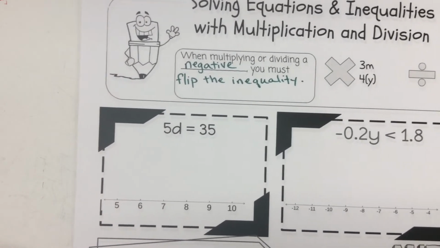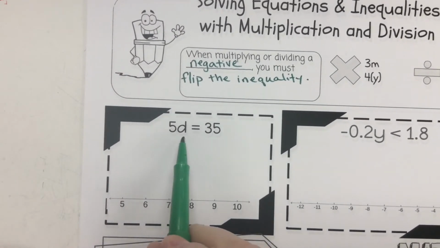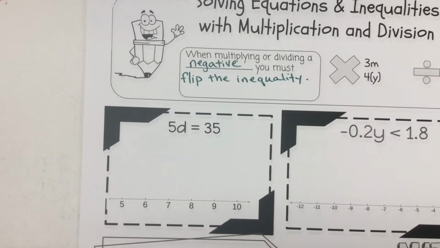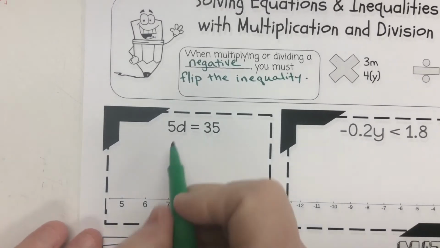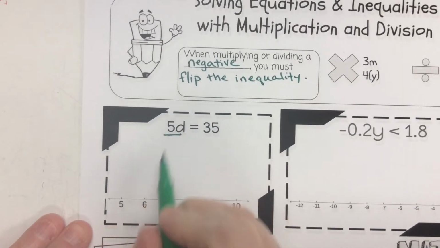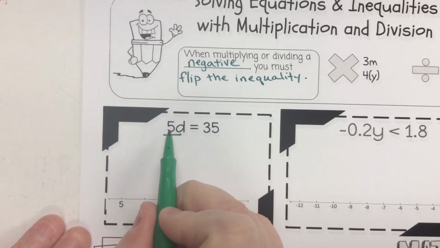Okay, our first problem says 5 times D equals 35. 5 times a number is 35. And yes, we know 5 times 7 is 35. But it's important here to understand the process of how to do that, so when we get to harder numbers, it makes sense. Okay, so this is multiplication. This says 5 times D.